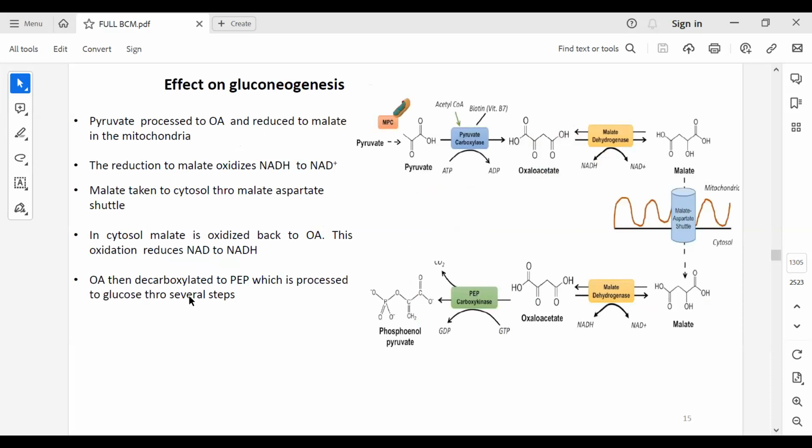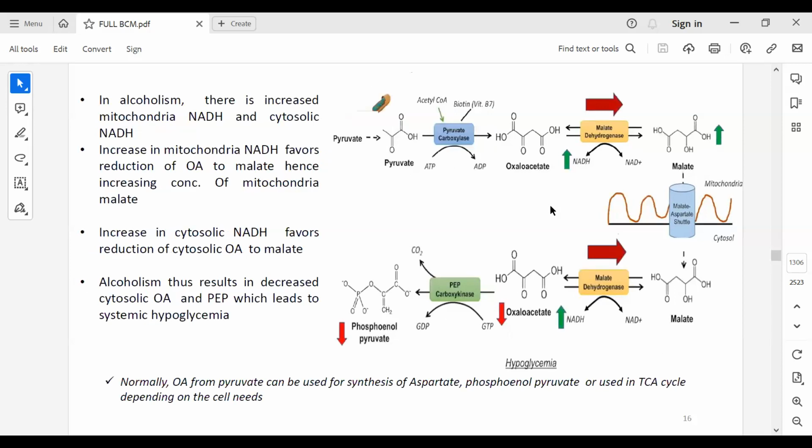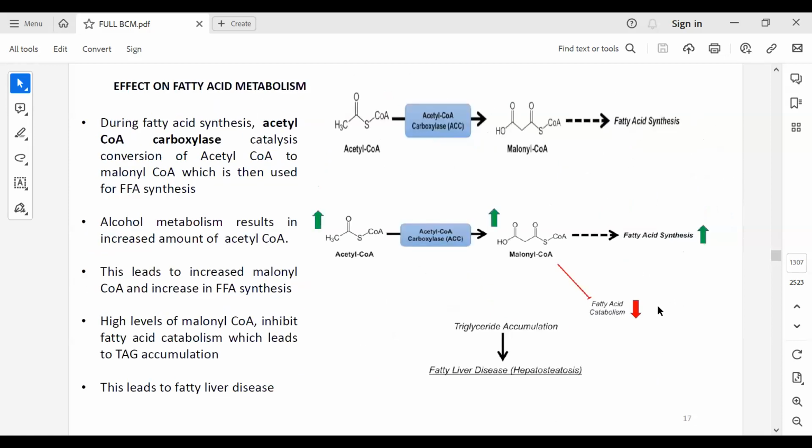The same thing with gluconeogenesis. Since you're producing more malate, again that will affect the process. More NADH will produce malate, and then oxaloacetate will be reduced. So again, the TCA cycle is affected.